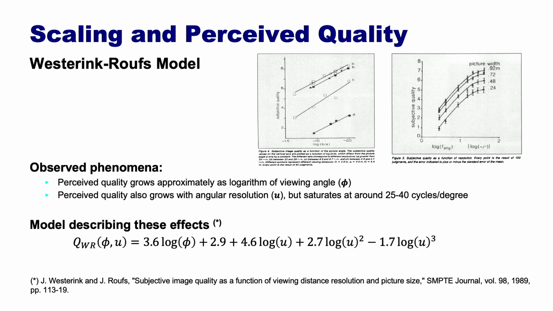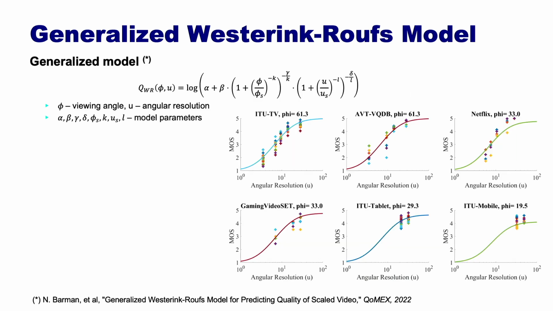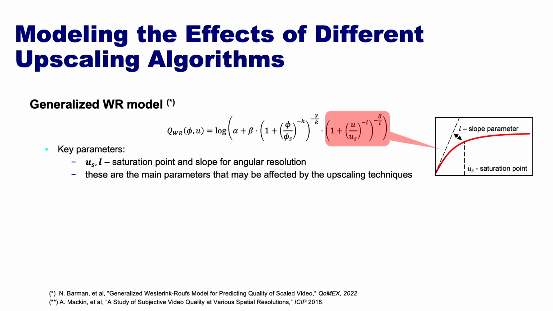So we don't have any parameter to allow us to take into account differences between HDR or SDR content and also the upscaling algorithm. So last year in QoMEX, we presented a work which is a generalized version of this model, where we have introduced some parameters to allow us to take into account differences in the upsampling algorithm. And if you see the fit here on different devices with different viewing angles and encoded resolutions, it actually performs quite well, and by a small margin it does outperform the traditional model.